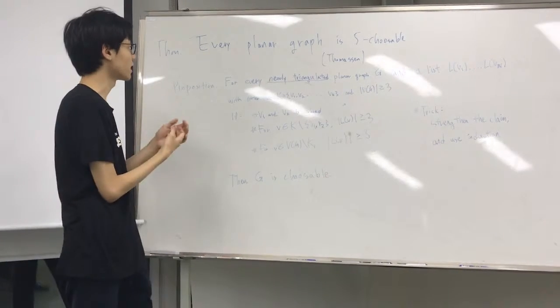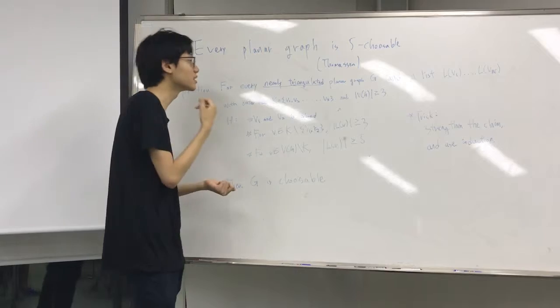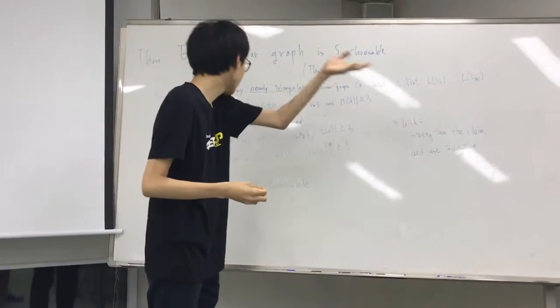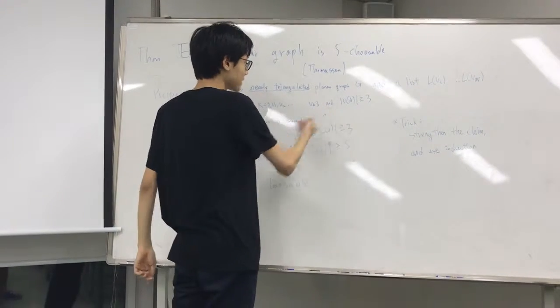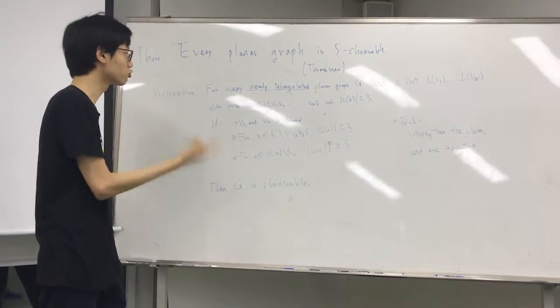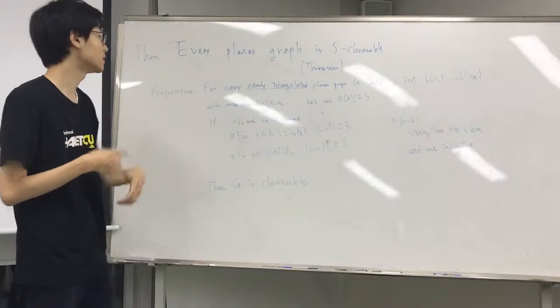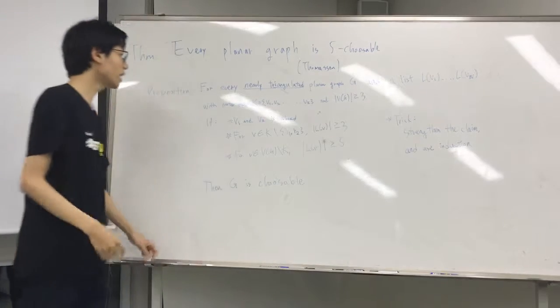So we are just assuming that the planar graph is nearly triangulated, and we obviously have a list, and we have an outer face. And we assume that the graph has at least 3 vertices, because if the graph has 1 or 2 vertices, then the theorem can be easily proved.